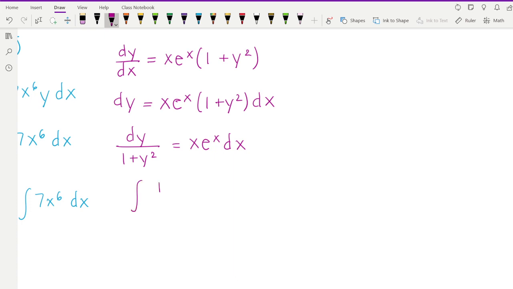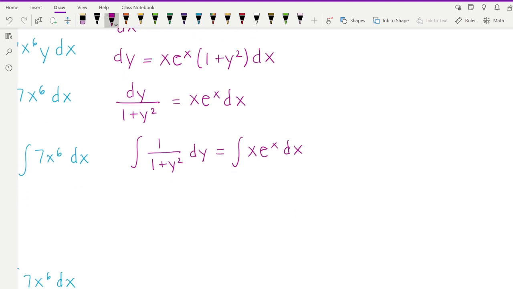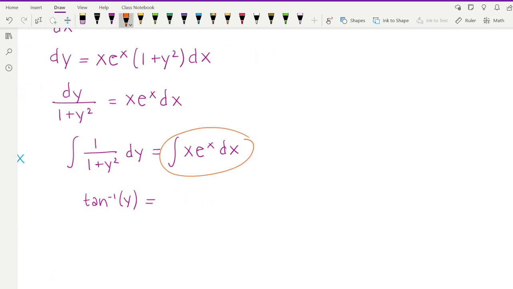So I'm going to rewrite this one as the integral of 1 over 1 plus y squared dy. And then we have the integral of x times e to the x dx. So on the left-hand side, this is inverse tangent, right? So the antiderivative here would be inverse tangent of y. And then on the right-hand side, we have to do a little bit more work. So we actually want to use integration by parts here, right? Because we have a product of two functions that can't really be combined with each other.